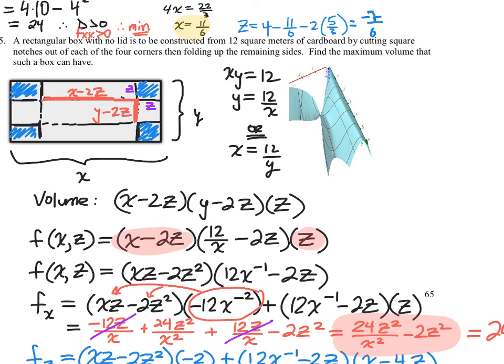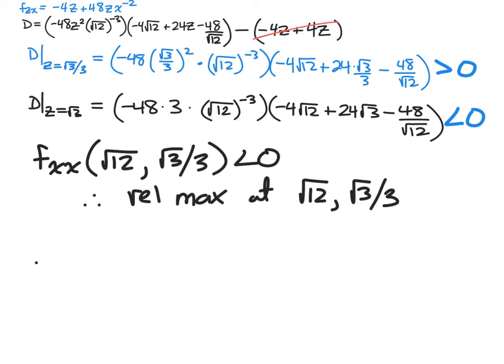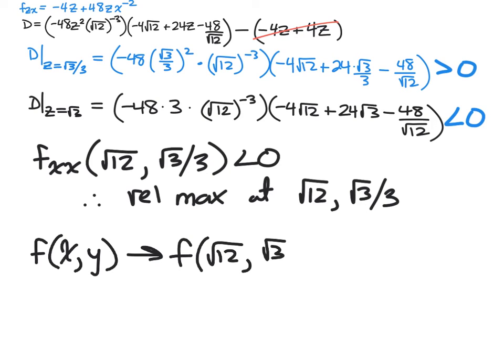12 divided by radical 12 is radical 12. Minus another 2 radical 3 over 3. And then just another radical 3 over 3. So that would be my max volume. We're talking about approximately 3.1 cubic meters. So substitute back into the original function: f sub xy, replace it with radical 12 comma radical 3 over 3, and you get approximately 3.1 cubic meters.